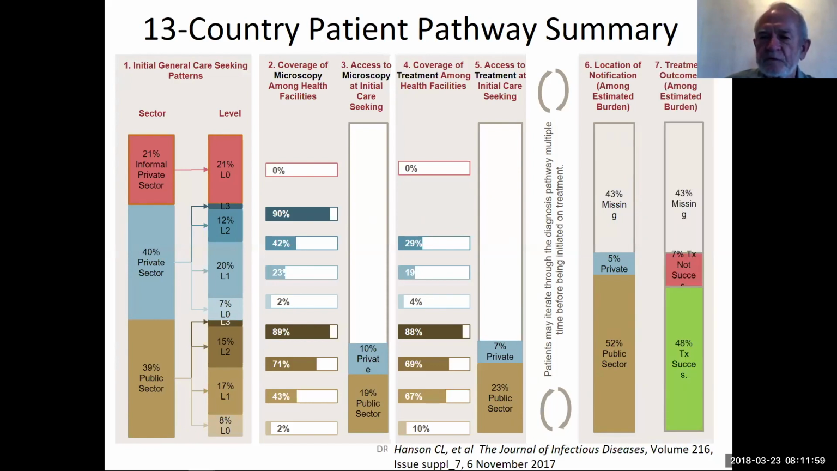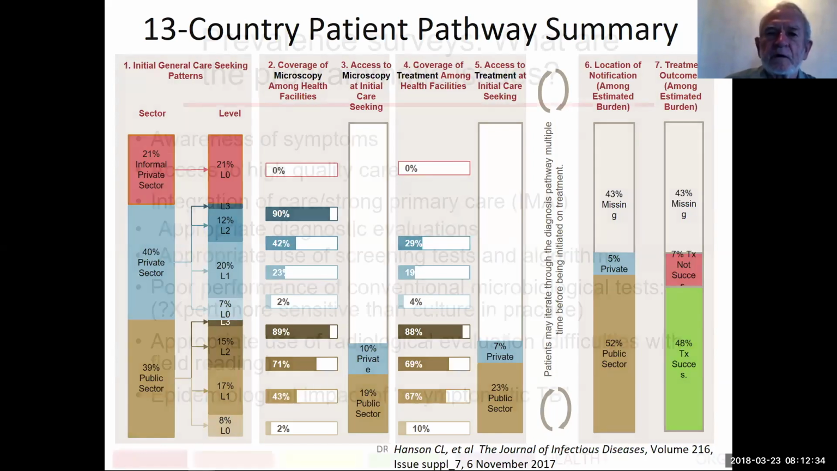This leads to the estimate that about 48% of patients who actually get to treatment are treated successfully. 7% are treated, but the treatment is not successful. And with 43%, we really don't have the information to inform the program as to how successful treatment has been. And it's thought that most of this 43% is likely to reside in the private sector, the missing case gap.